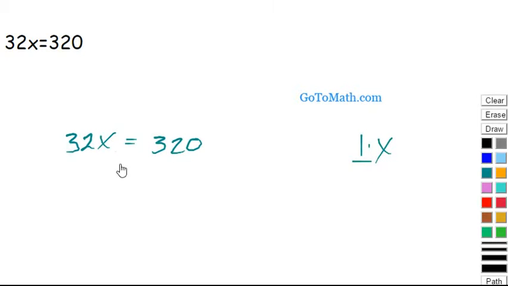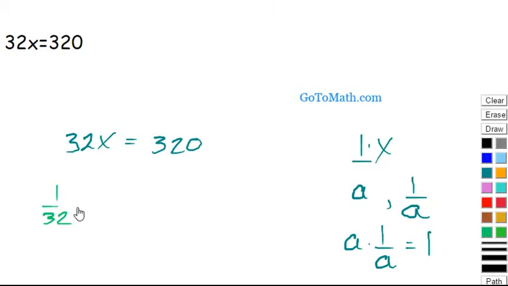And it's pretty easy to do that, because what we're going to do is multiply this by its reciprocal. So if A is some number, its reciprocal is 1 over A. And if you didn't know, A times 1 over A is equal to 1. So what would be the reciprocal of 32? Well, that's pretty easy. I think I'll use green. 1 over 32.